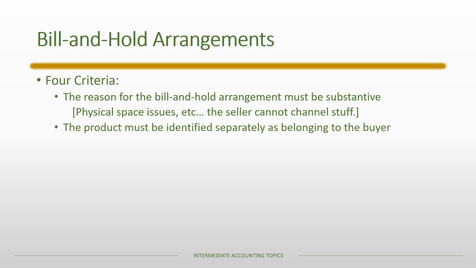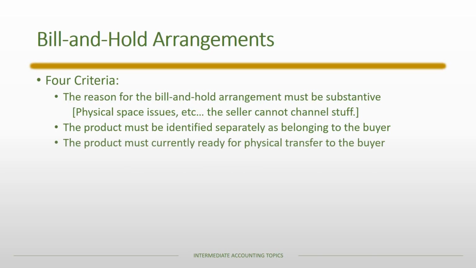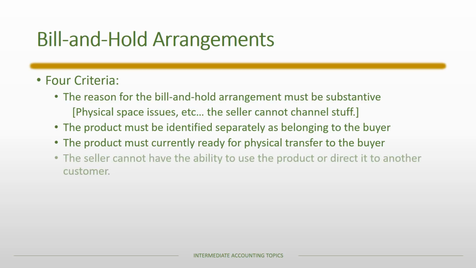And so the other thing is the item or the products that's been sold, it must be identified separately as belonging to the buyer. There must be some way to designate it as belonging to the buyer. The product must be ready for physical transfer to the buyer. In other words, it's got to be ready to go. And then finally, the seller cannot have the ability to use the product or direct it to another customer.